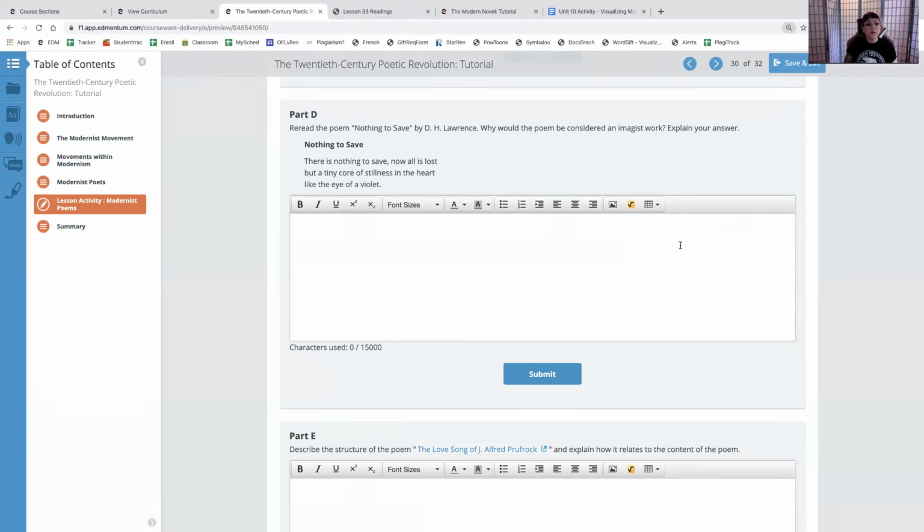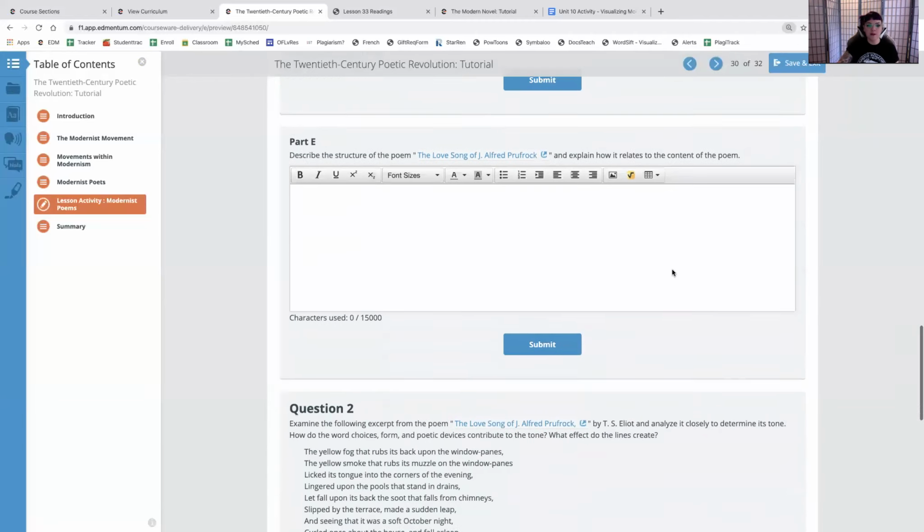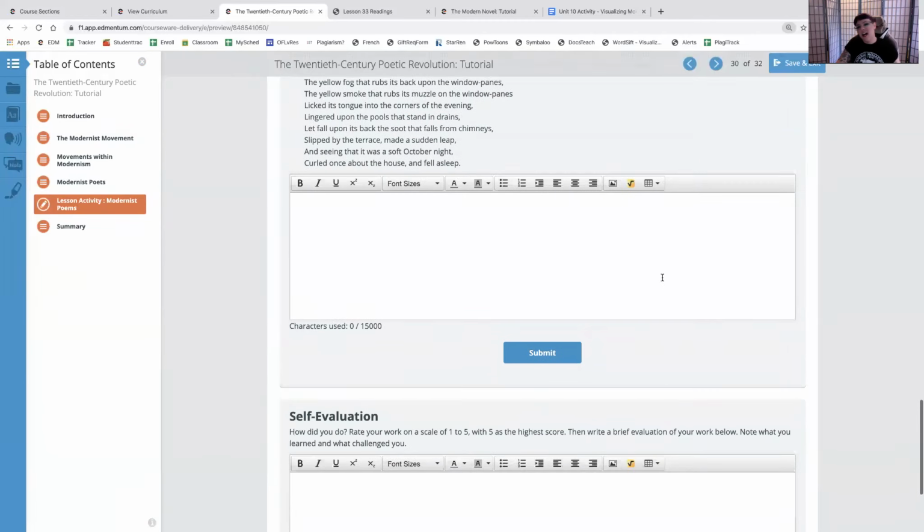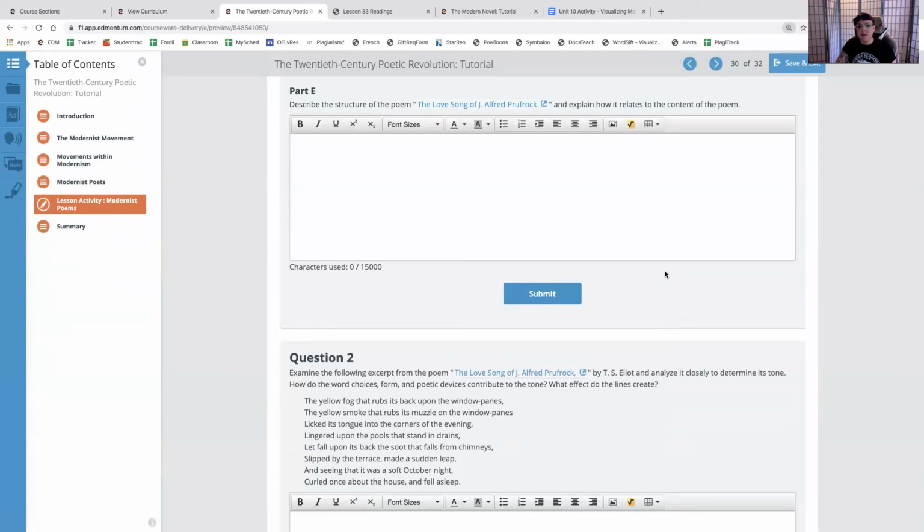Those are reasons it could be considered an Imagist work. Okay. The last two questions deal with one of my favorite poems of all time. I'm going to put it up on the screen. I'm going to turn my video off, but I'm going to read it out of my book because there might be some notes that I pull out of here.